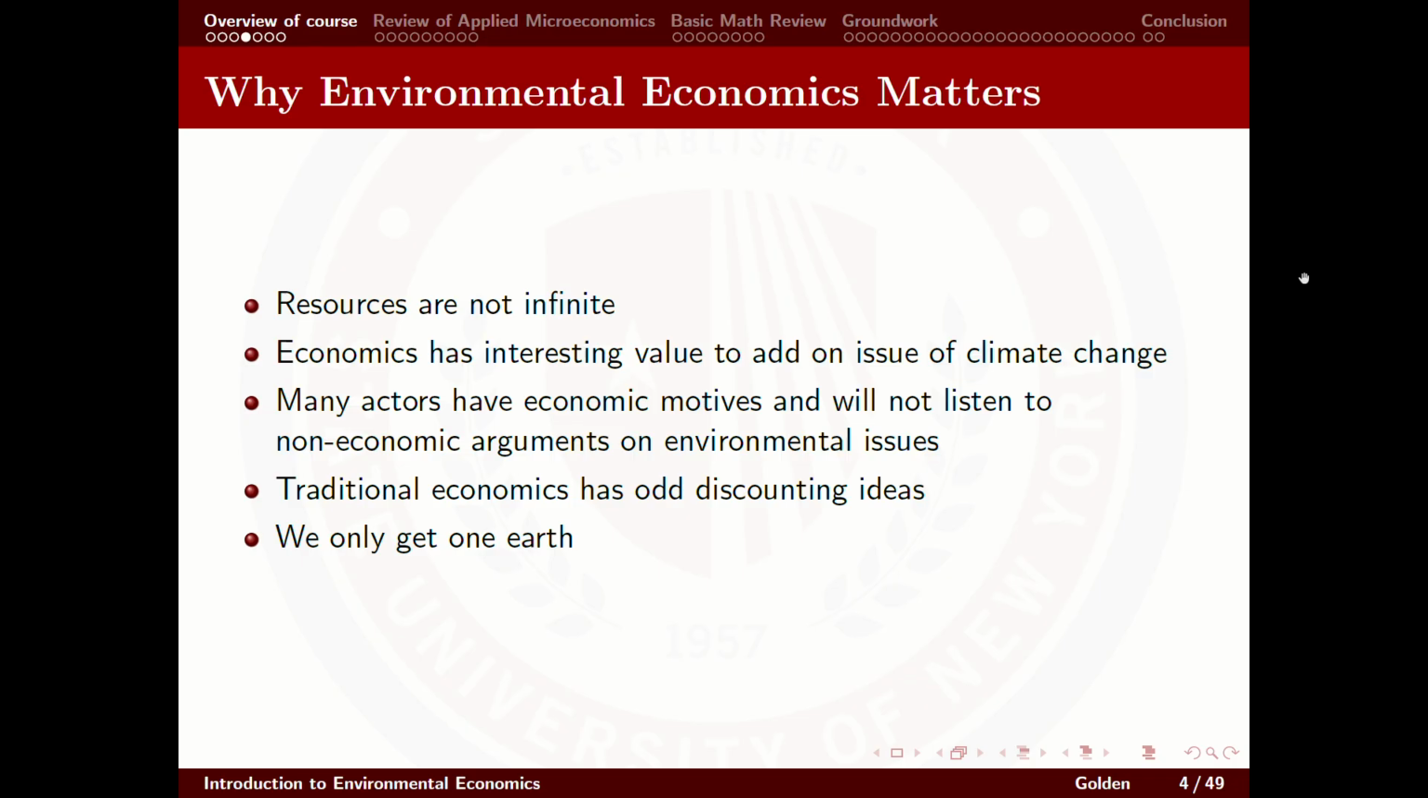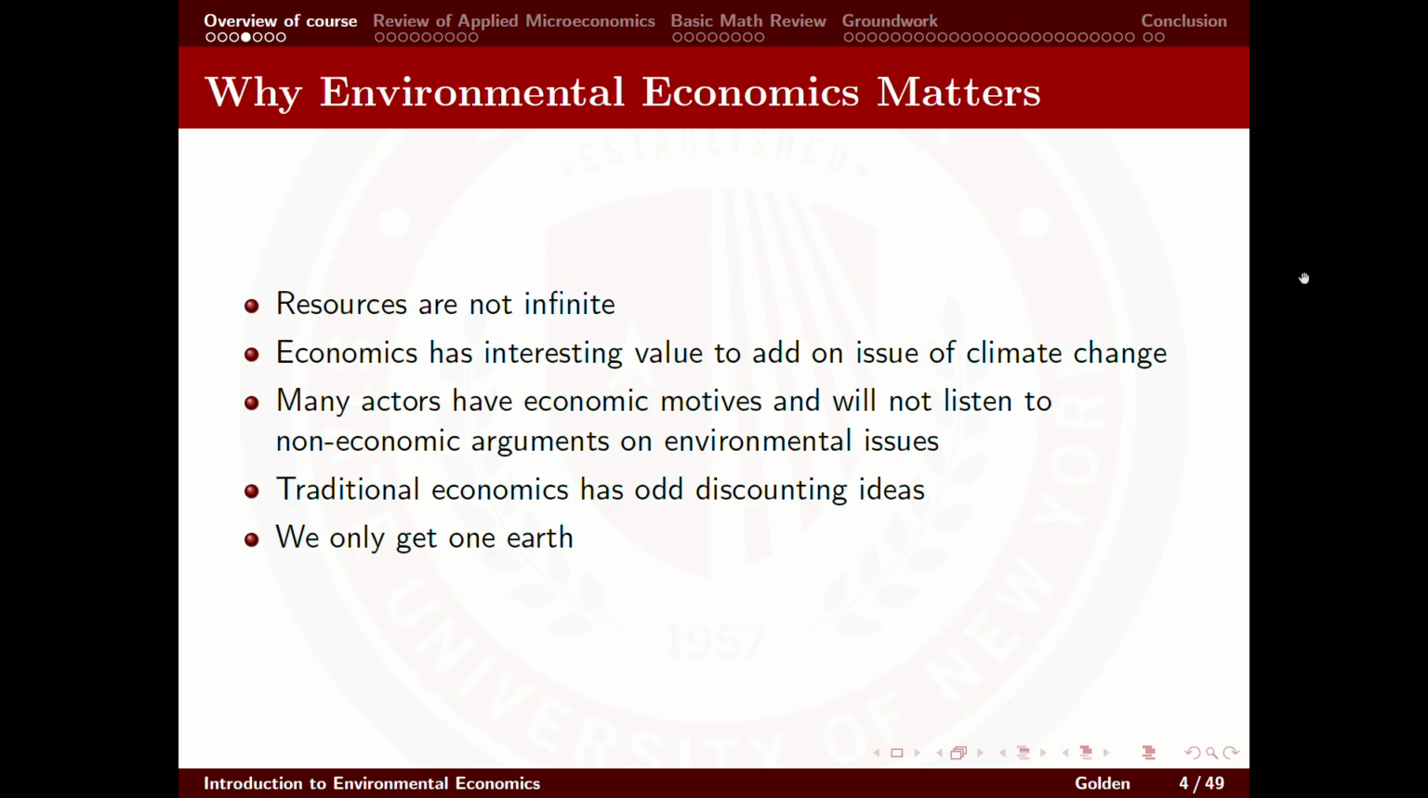A lot of people, for better or for worse, don't really listen to non-economic arguments. But if you can make the case to policymakers and to business leaders that actually it's good for business and it's good for the country and it's good for people to take care of the environment, it's a lot easier to make that case.